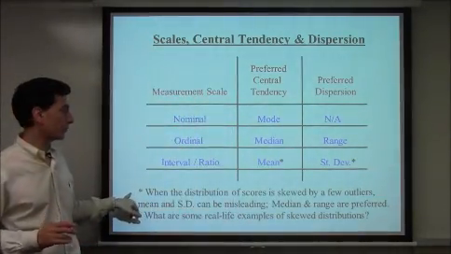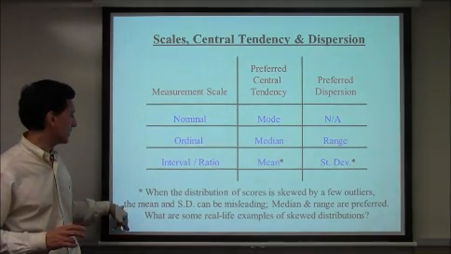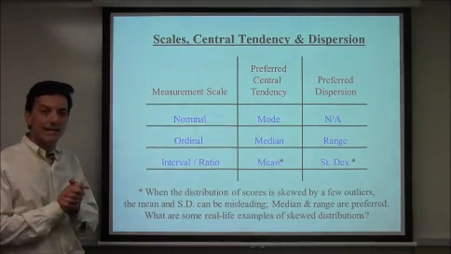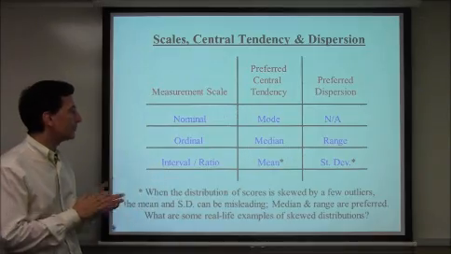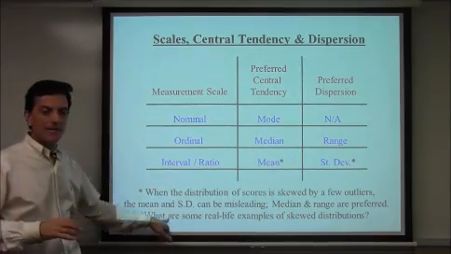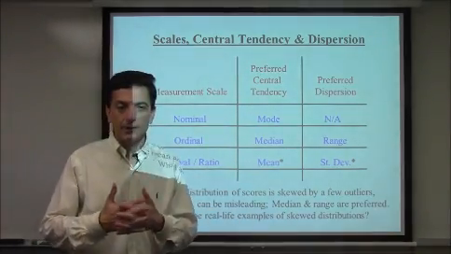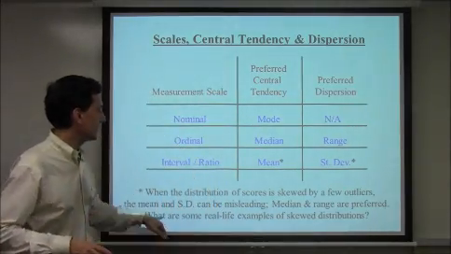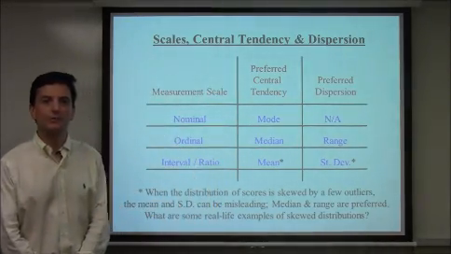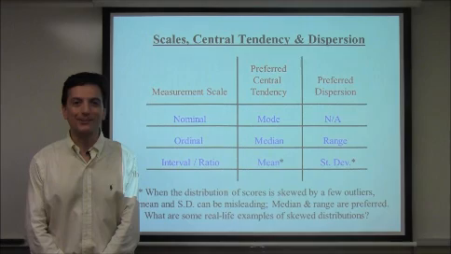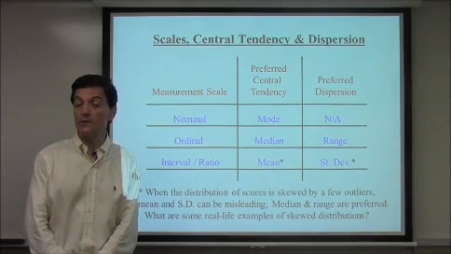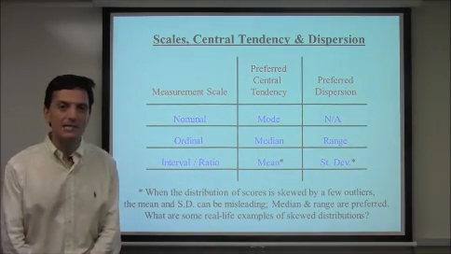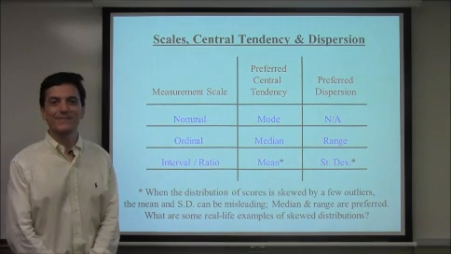When the distribution of scores is skewed by a few outliers, the mean and standard deviation can be misleading. A median and range are preferred, and then we might ask you to stop the video and see if you can generate some real-life examples of skewed distributions. We've given you a few in prior lectures. We'll see if you can generate either those again, or even more preferably, some examples of your own.